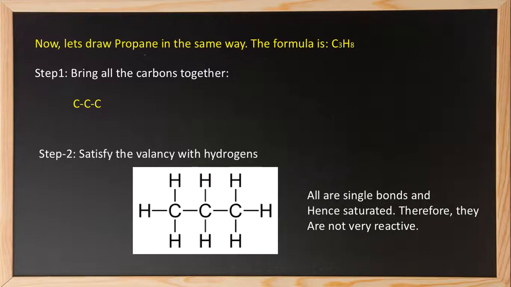Now let's move on. All the single bonds are saturated. Here we can see in this compound, all are single bonds. You can't see a single double bond. Every line here is single. So we call such a structure saturated. We already discussed it earlier. Therefore, they are not very active. Saturated compounds which have single bonds are not so active compounds.